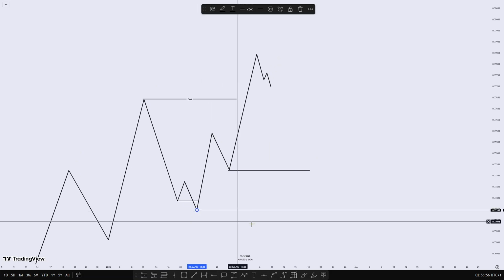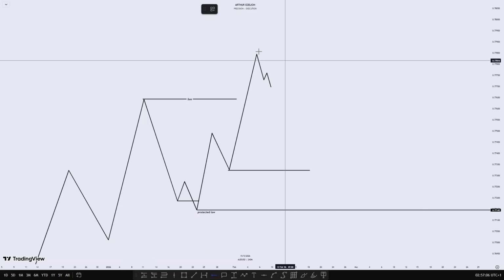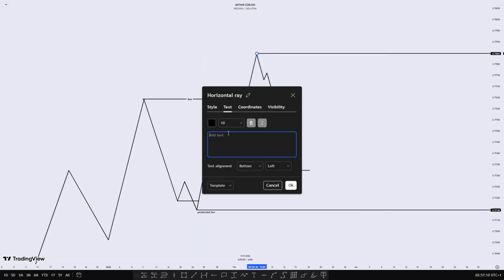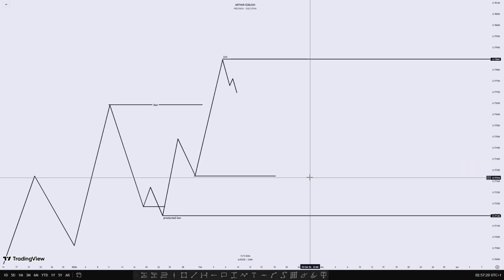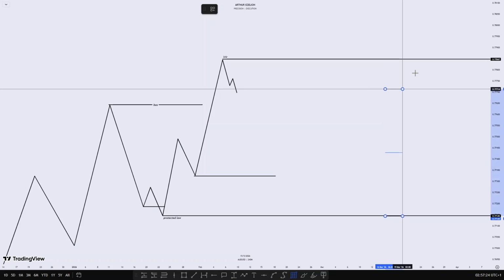This is my range low, and this is also my protected low. Now this is my range high, and this is also my low resistance liquidity run. Let's put that at the top. So if I want to mark my premium and discount, I will mark it from this place to this place.